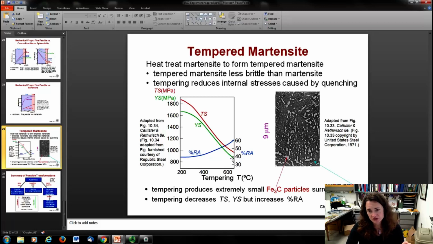And tempering produces these extremely small cementite particles surrounded by your ferrite. So this is going to be sort of spherical looking particles, but the particles are much smaller than what you'd find in spheroidite. So you have more grain boundaries because your little domains of cementite are smaller, so you have more boundaries in there for the same amount of carbon.